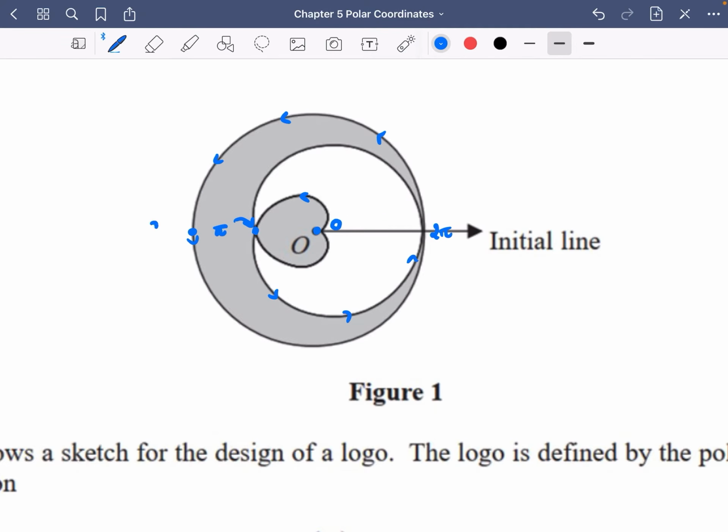This point over here is 3 pi, and when we keep going around the outside, we then get back here. So the second time it's here is going to be 4 pi. And then as a reminder, it gets to this bit at 5 pi, and then it comes back to the origin at 6 pi.